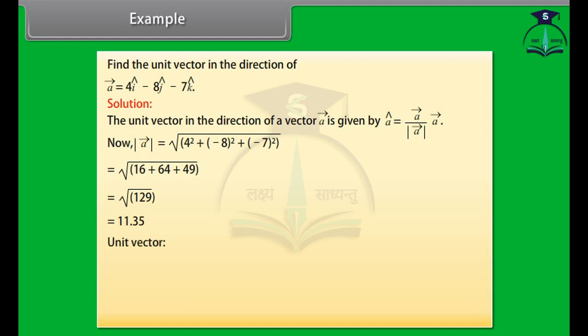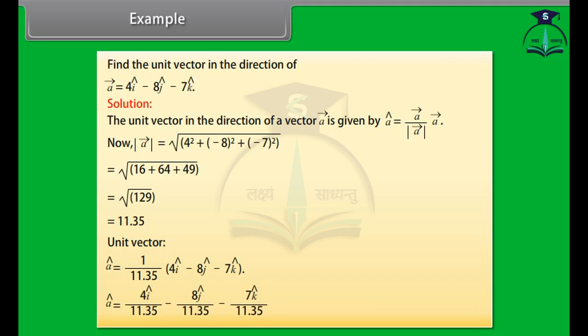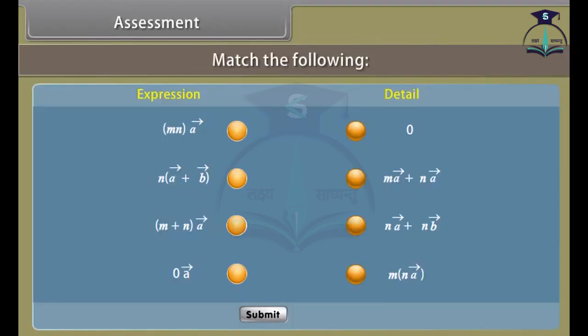Unit vector A equals 1 by 11.35 into 4 cap i minus 8 cap j minus 7 cap k. Unit vector A equals 4 cap i by 11.35 minus 8 cap j by 11.35 minus 7 cap k by 11.35. Assessment. Before proceeding further, let us know how much you have learned.